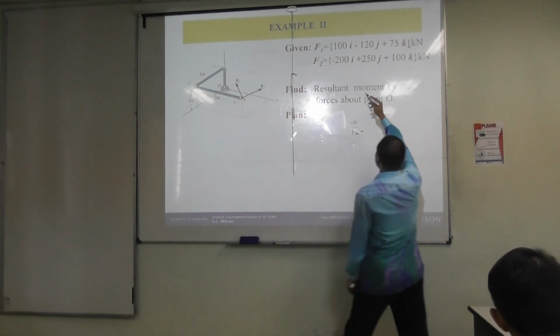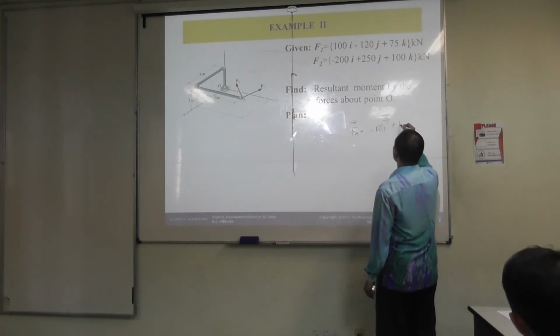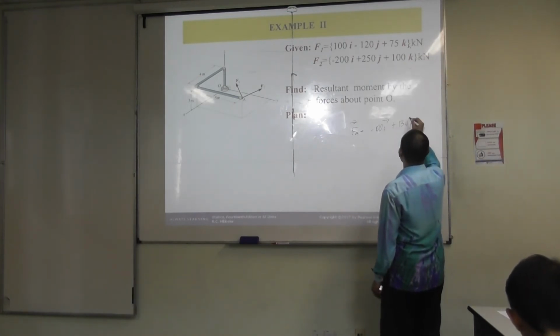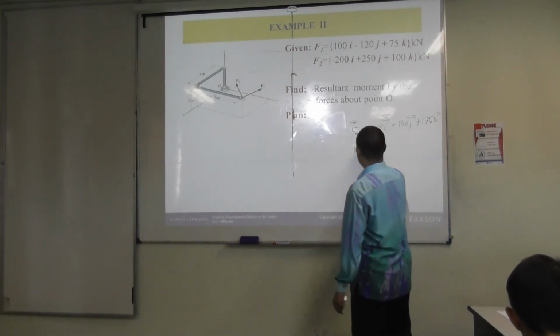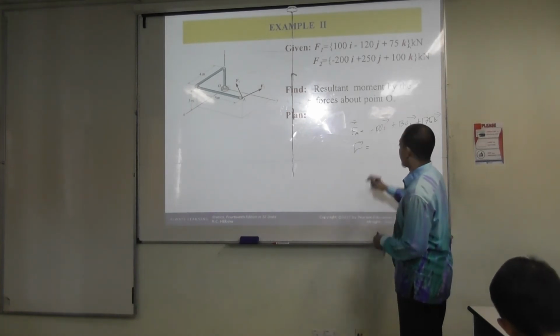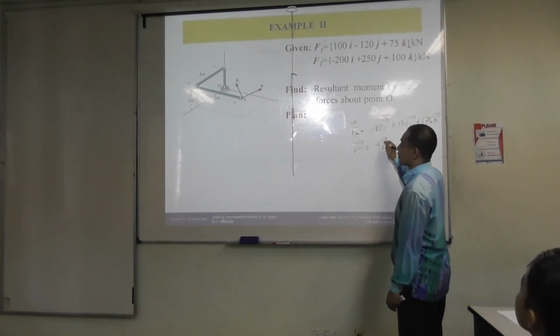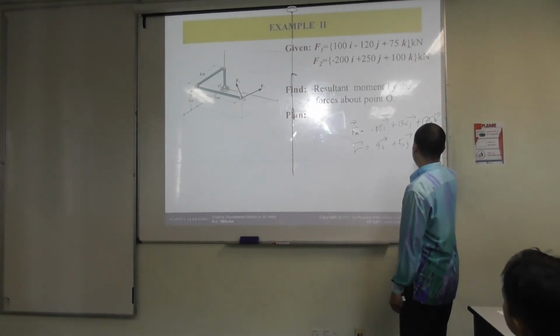Can you do straight away? Negative 100I plus 130J plus 175K. Okay, what is R? R is 4I plus 5J plus 3K.